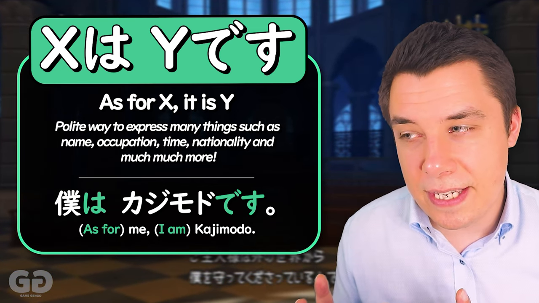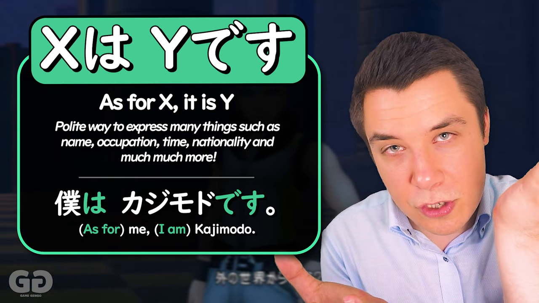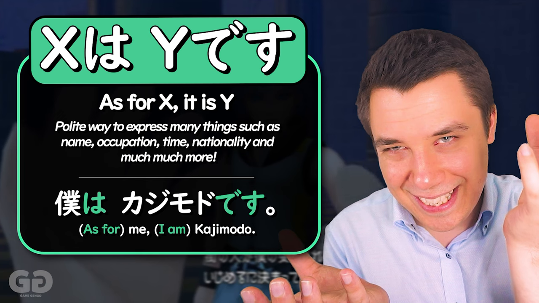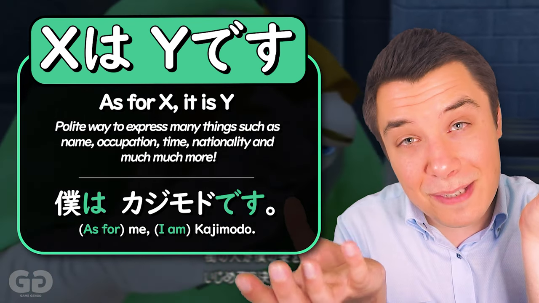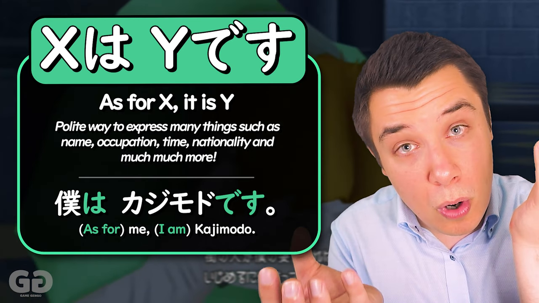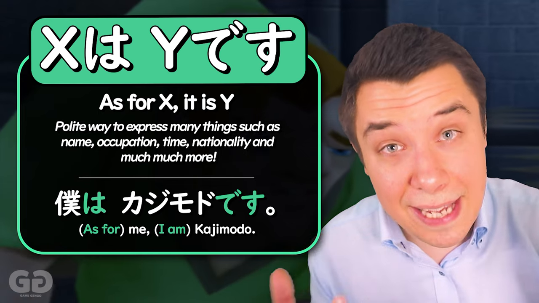So here you can see that in the kind of power dynamic, Riku is being a little bit more casual and rude, him using masculine language and also not using desu, so he's not being polite, whereas Kajimoto here is being a little bit more humble, a little bit more boyish, and being polite, because he uses desu.